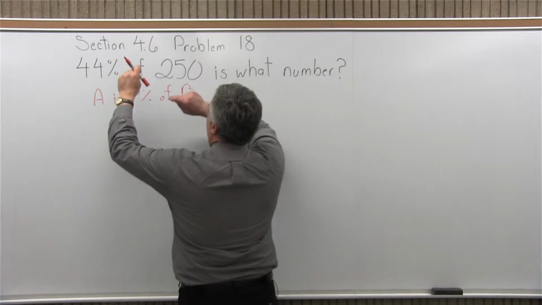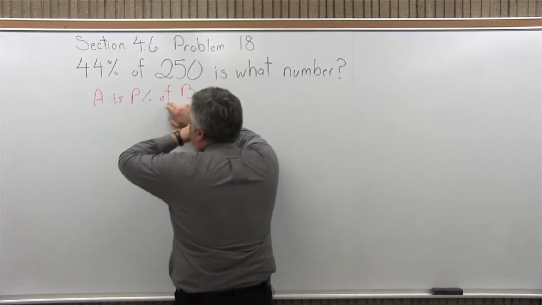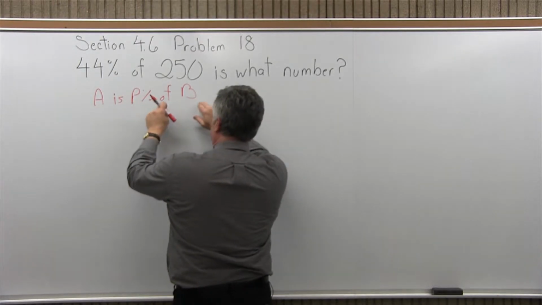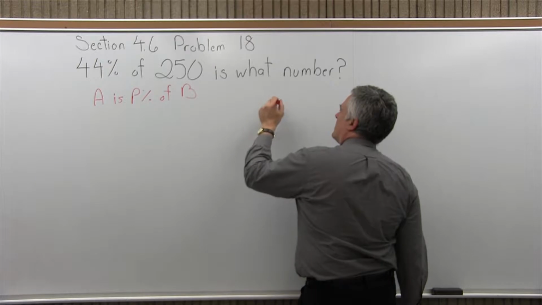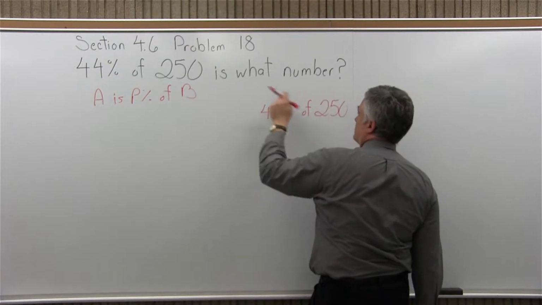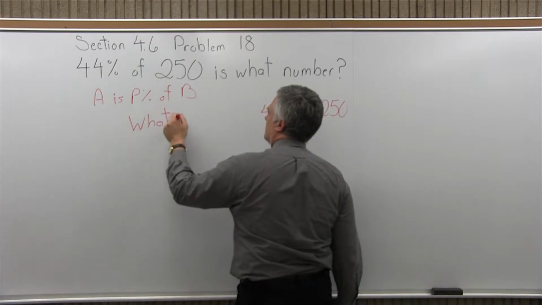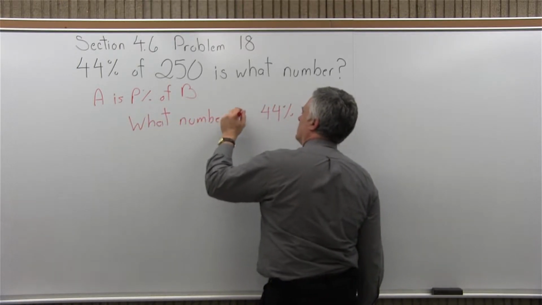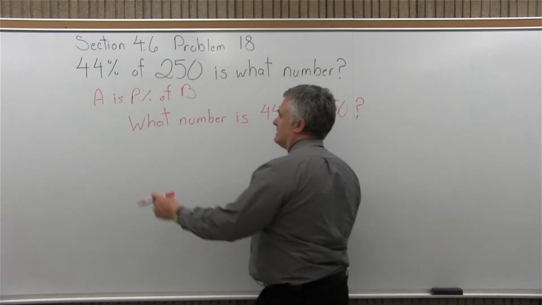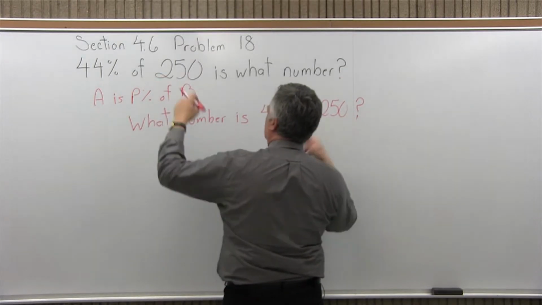When you need to rewrite it, what you want to do is find the word of, lock into that. The number before it and after it has to stay with it. So 44% of 250 has to go to the right end of the statement. What's left? What number? So it's going to be what number is 44% of 250? Now it's A is P% of B. A is the unknown. A, unknown, is 44% of a number, which is B.